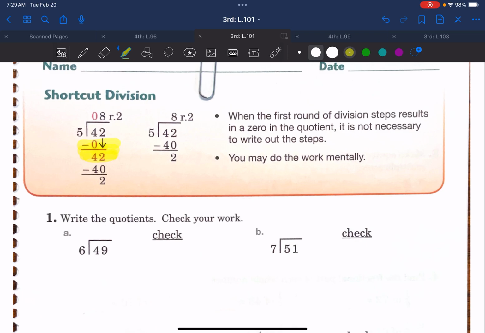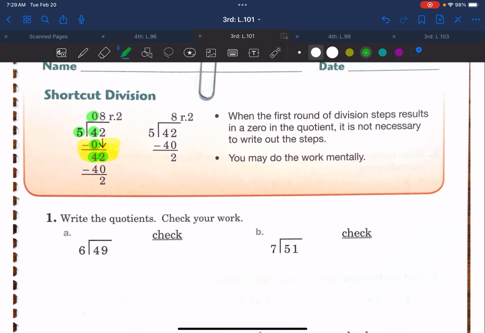So shortcut division just means that when you look at your divisor and the first number of your dividend is smaller, I always would say, if I have 4, how many groups of 5 can I make? Well, you can't make any groups of 5, and so you've always put the 0 up top. Well, then when you go to check it, you say 5 times 0 is 0, and you put the 0 here, and then you subtract it, you get your 4, and then you bring down your 2.